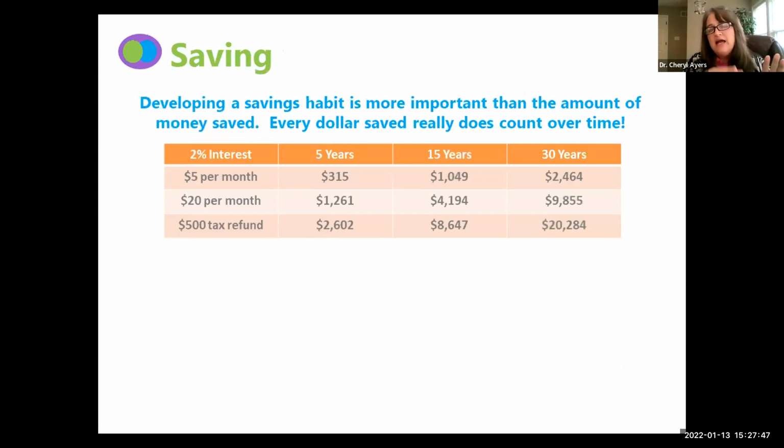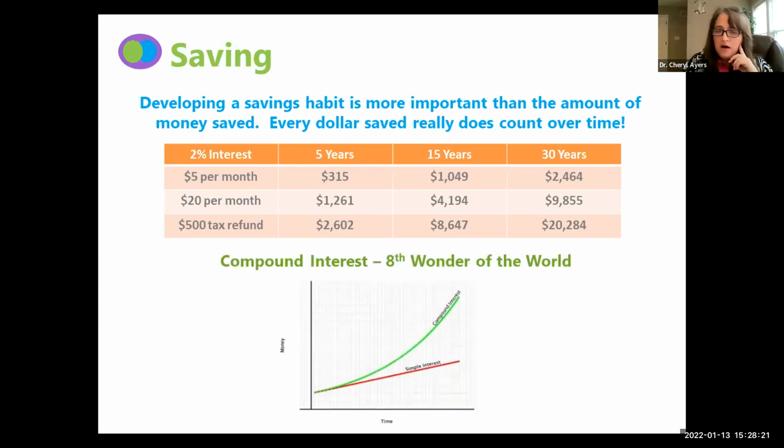This is a nice little slide where the number crunching has been done for you. If you look at the $500 tax refund, if you save it one time in, say, a CD at 2% interest, in 30 years, that one tax refund, and it's not like you can always save those tax refunds, I get it, but that one year where you saved it, it ends up being $20,000 towards retirement in 30 years. Think about if you save that $500 tax refund for 10 years in a row. A lot of people call compound interest the eighth wonder of the world.